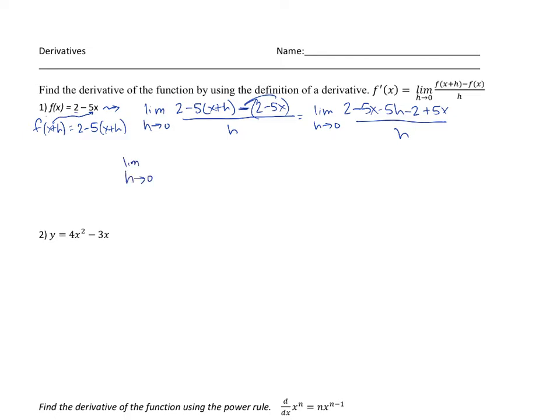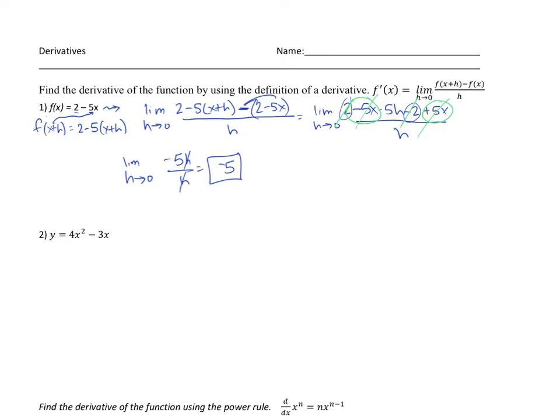Now let's take a look at what happens. This 2 and this 2 reduce out. Let's go ahead and change colors here so we can write that in, show you that those reduce out. This negative 5x and this positive 5x reduce out. So the only thing I'm left with is this negative 5h over h. But now look what happens. These reduce out as well, so your final answer is negative 5. Alright, moving on to the next problem here.